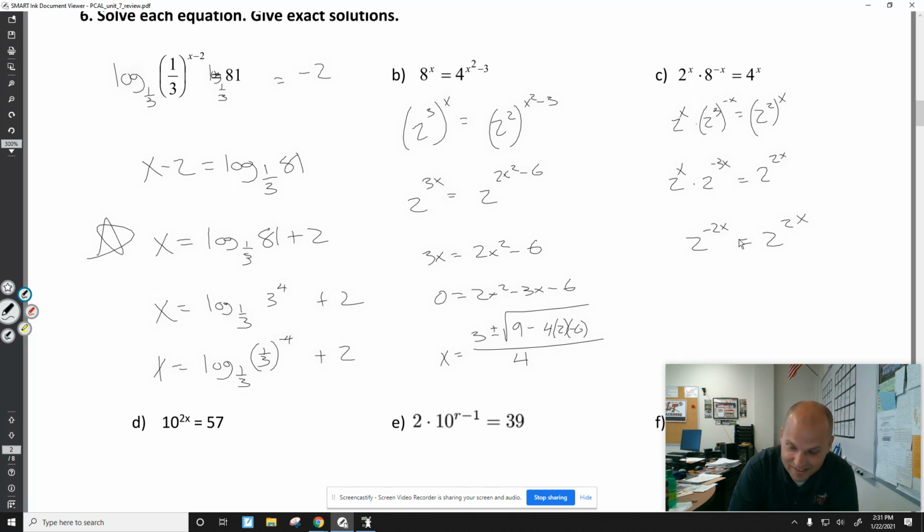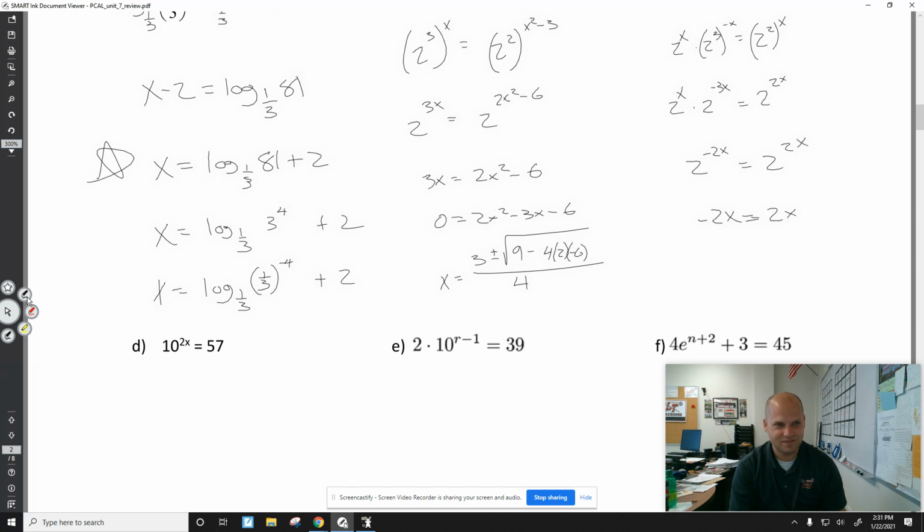Equals 2 to the 2x. If I take the log base 2 of both sides, I get negative 2x equals 2x. And the answer is 0. How do you see that it's 0? You subtract 2x, you get negative 4x equals 0, x equals 0.